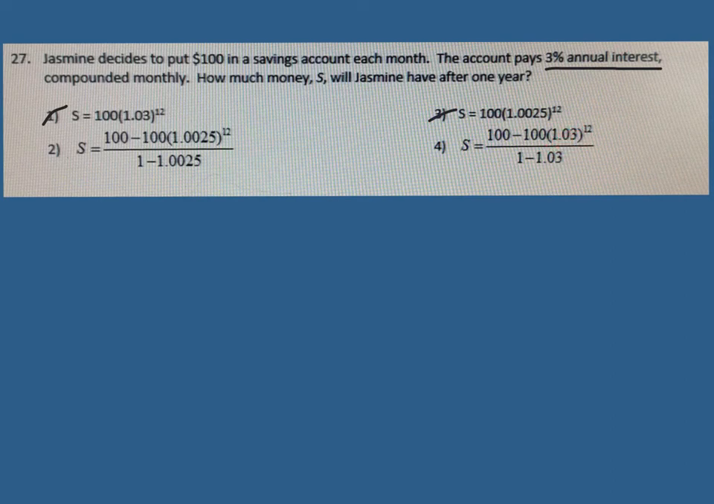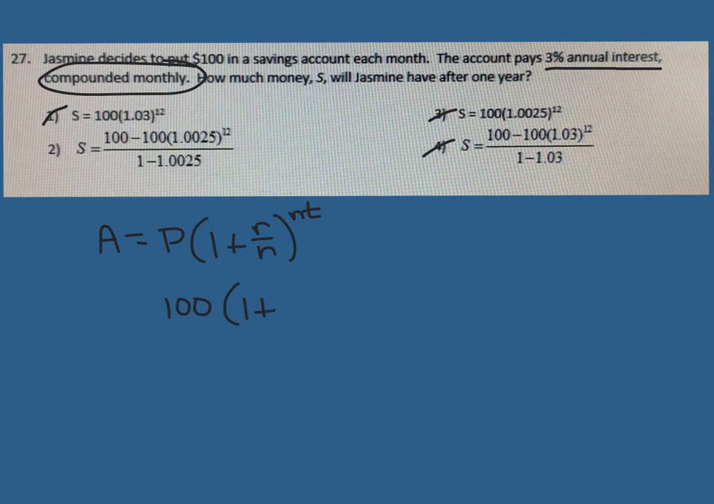Now, just to verify why it is choice 2, if they say it's compounded monthly, we know our compound interest formula looks like this. Within the parentheses, it's 1 plus the rate divided by n, and that's being raised to the n times t power. So if we want to take the information they gave us, you can put in 100 for the P, but it's 1 plus the annual interest rate, 0.03, and because it's compounded monthly, we need to divide that by n, the number of times a year that it's accumulating interest.